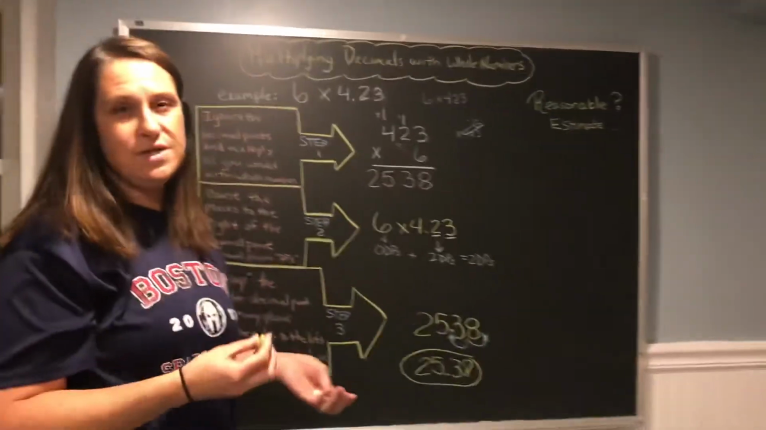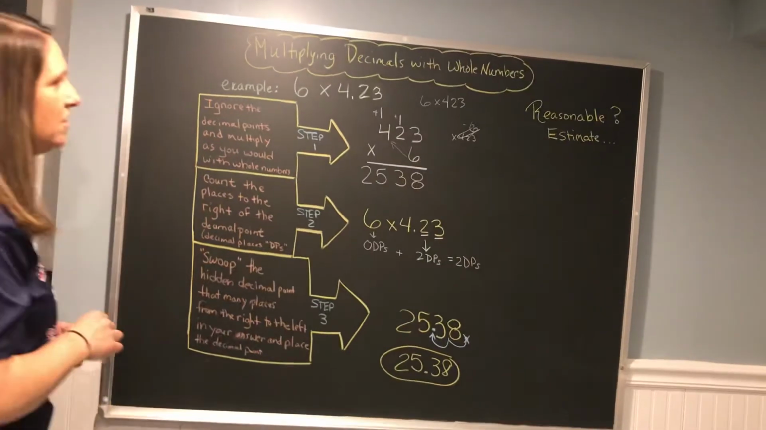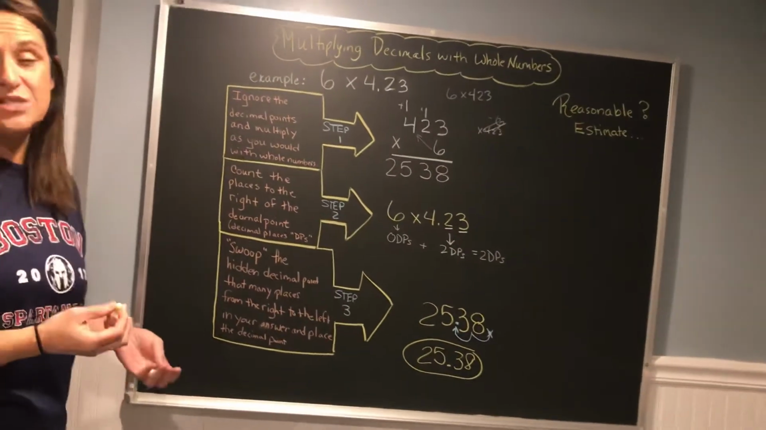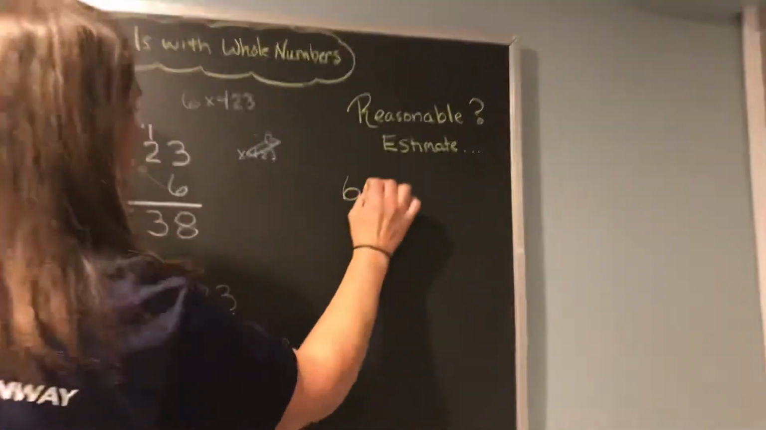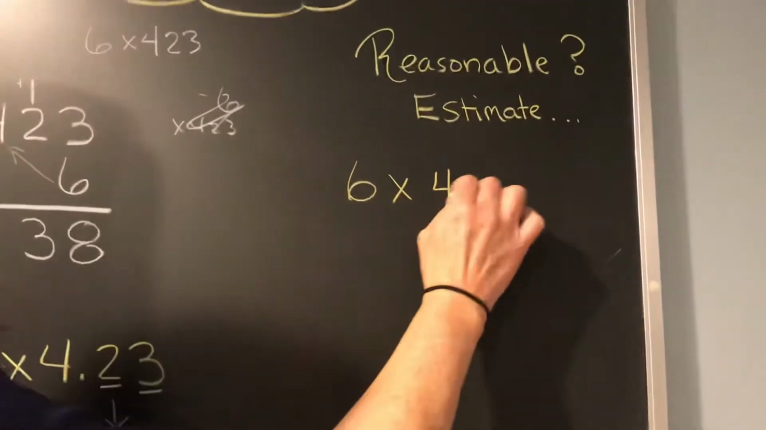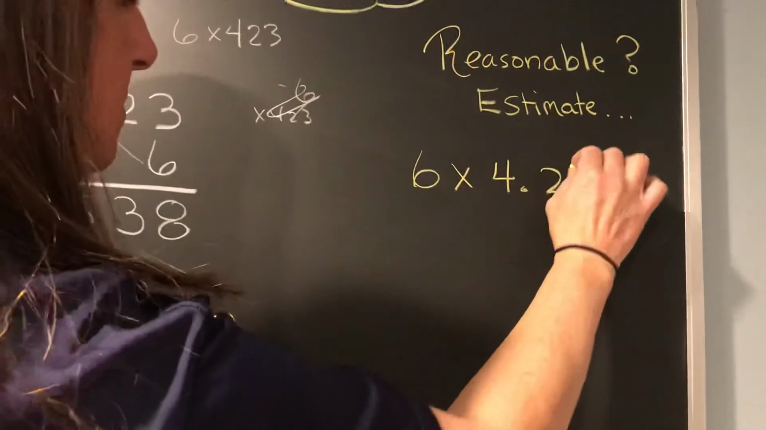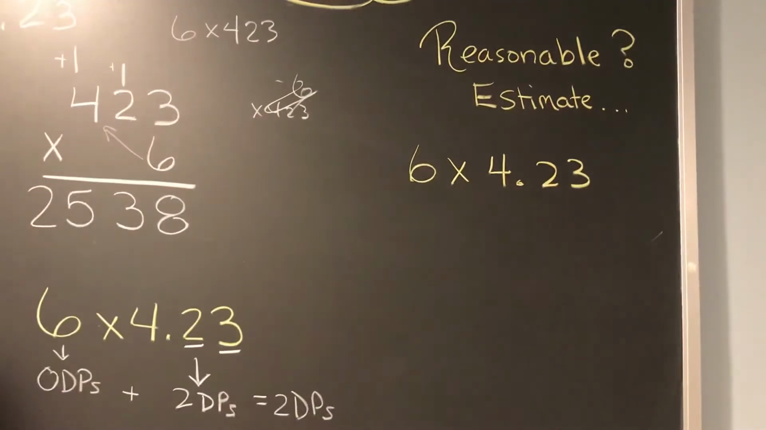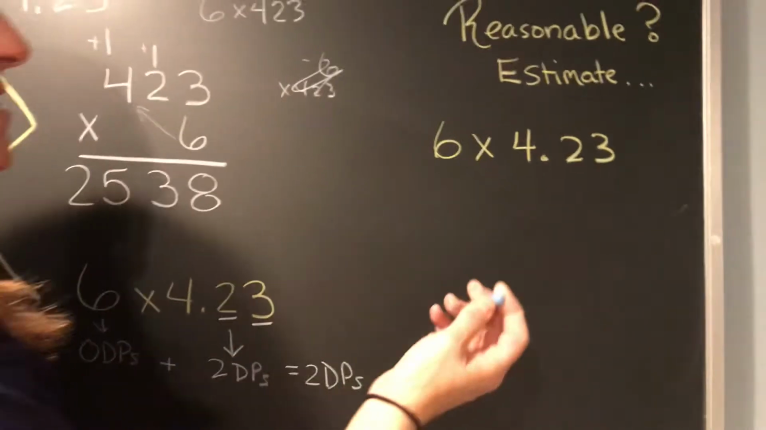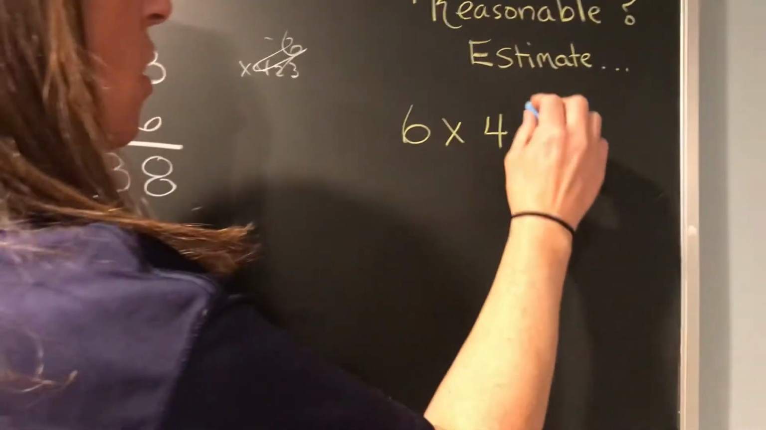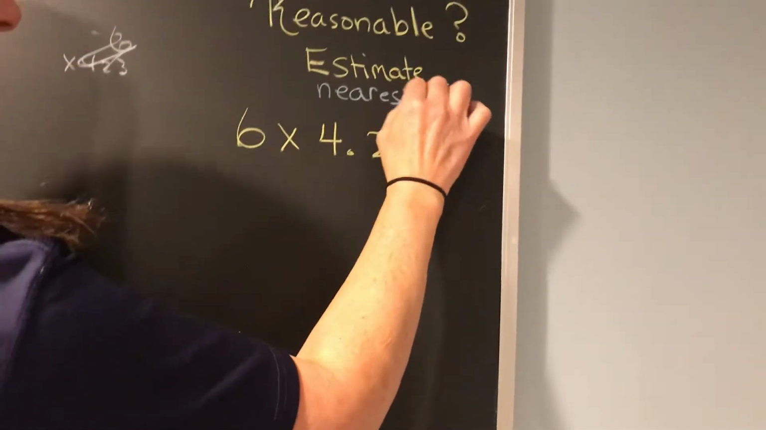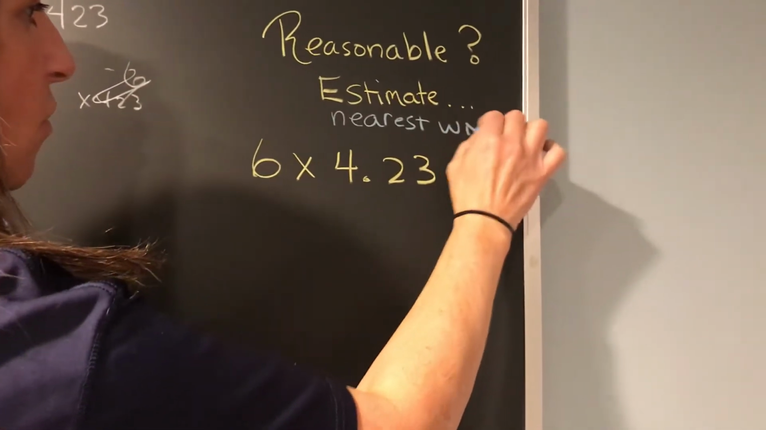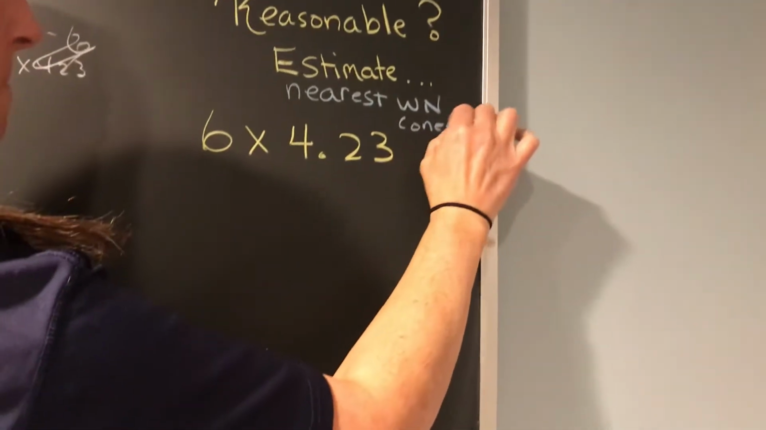Is our answer reasonable? Well, how can we figure that? What we can do is estimate. We've done a lot of estimating. So our problem was 6 times 4 and 23/100ths. Remember that we can estimate a decimal to the nearest whole number. We're always going to go to the nearest whole number, or the ones place.